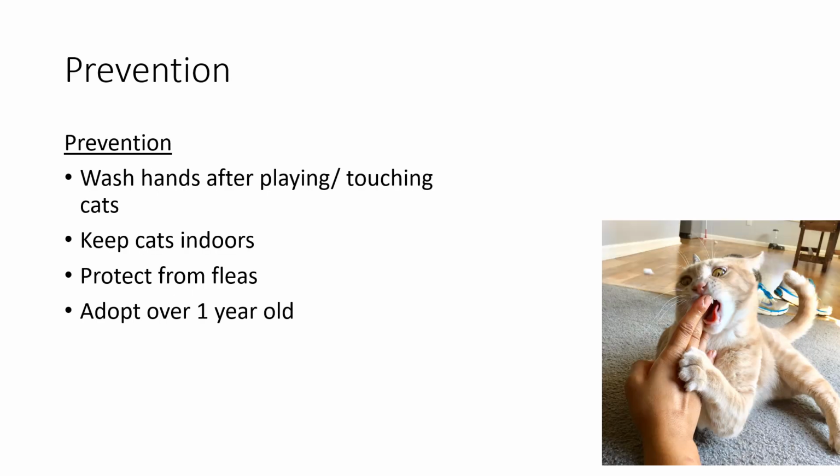And then you have prevention. Just make sure that you're washing your hands after playing or touching cats. Do not touch stray cats. Keep your cats indoors, protect them from fleas, check them periodically. And they do say that if you are going to get a cat, to make sure that you adopt a cat that is 1 year or older, and that is especially for the immune compromised to prevent any of this.